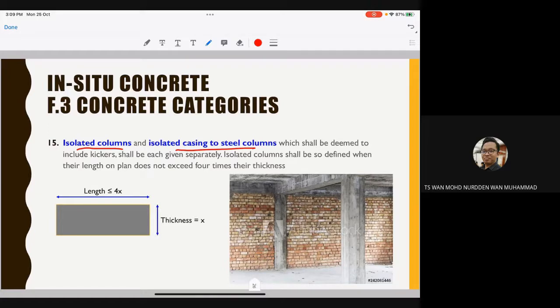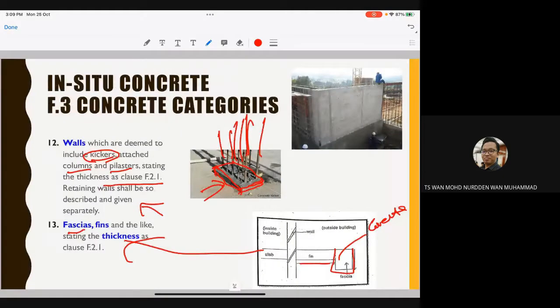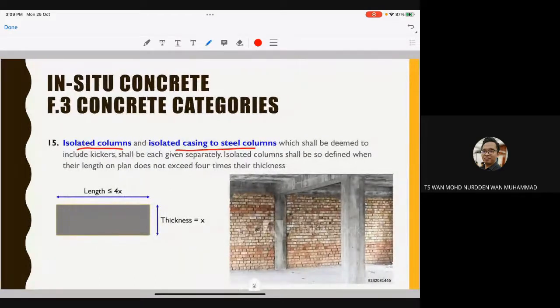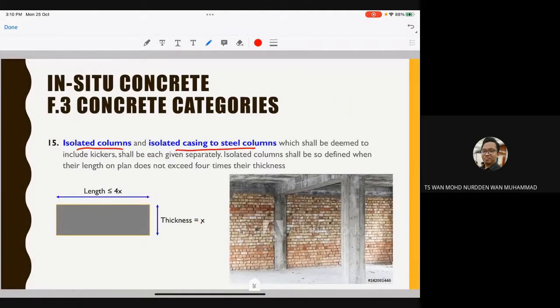Okay, bentuk dia, which shall be deemed to include kickers. Kickers tu yang macam ni lah, yang kat bawah ni kan. Okay, so kita boleh continue dengan concrete buat wall ataupun buat kita punya column tu. Okay, termasuk sekali kickers tu. Shall each be given separately. Isolated column shall be so defined when their length on plan does not exceed 4 times their thickness. Okay, maksud kalau kita tengok atas tu, thickness dia X and their thickness is less than 4X lah.